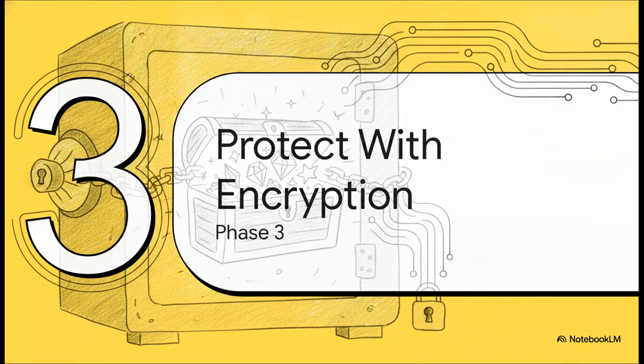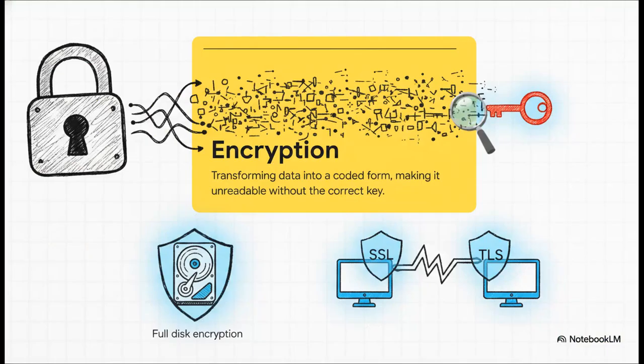Section 3. Protecting data with encryption. Just as a quick refresher, encryption is our ultimate safeguard for confidentiality, right? So whether you're using full disk encryption for data at rest or SSL and TLS for data in transit, the goal is exactly the same. Ensure intercepted data is utterly unintelligible without the correct decryption key.